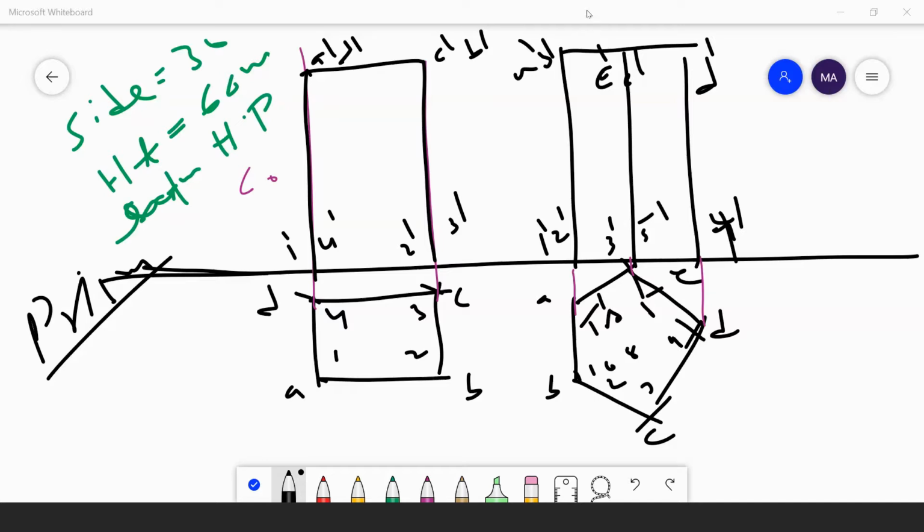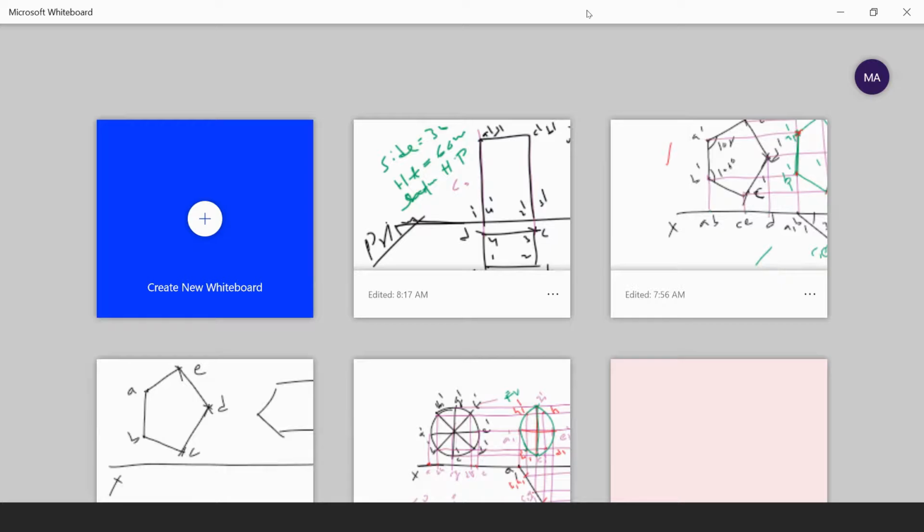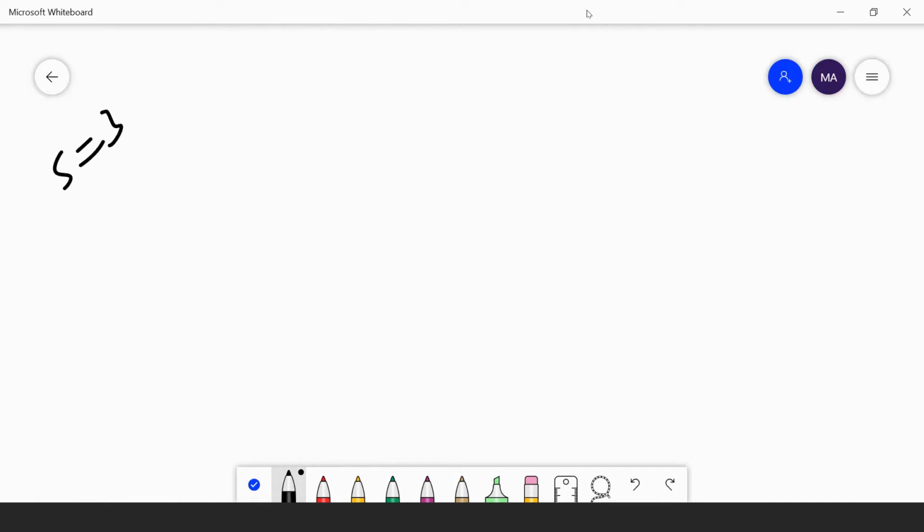Next, I am going to the pyramid. I will explain how to draw the pentagonal pyramid and the hexagonal pyramid. Same side we will take, side as 30, height as 60. I am going to draw the pyramid.